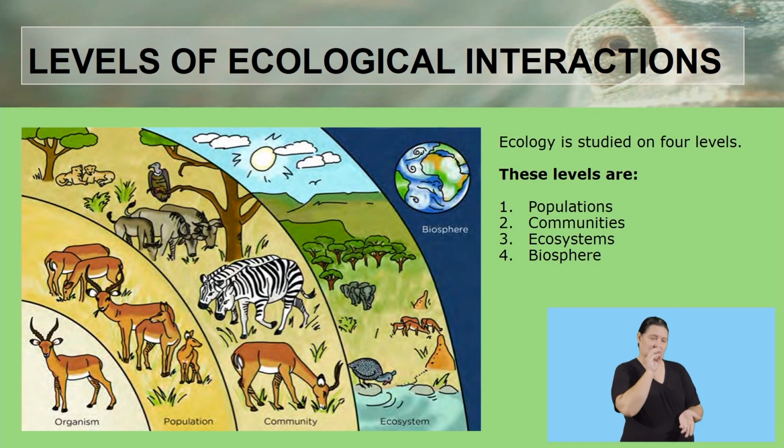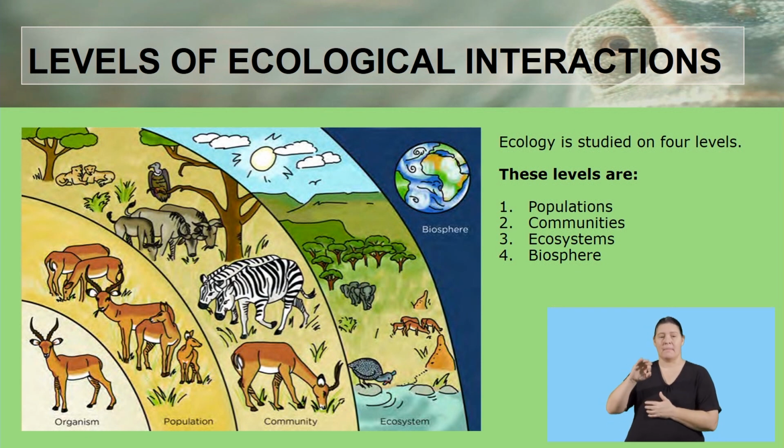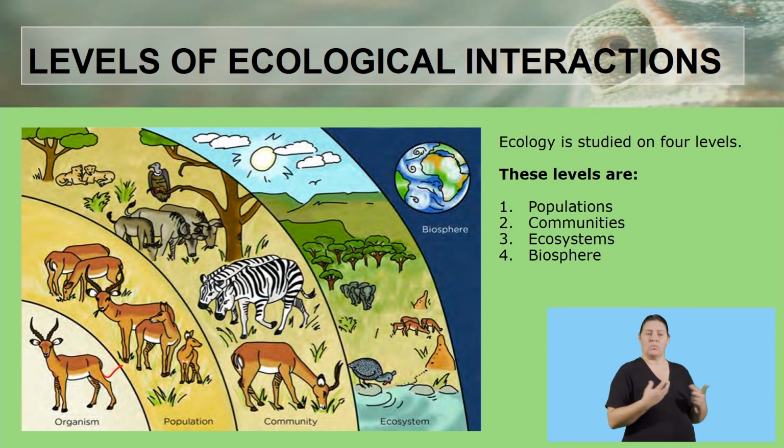We have 4 levels of ecological interactions. These are populations, communities, ecosystems, and the biosphere. So we have 4 of them. Now, if you look at the diagram here, we first start off with one organism, as you can see here. And then from the organism, we are moving on to the population.